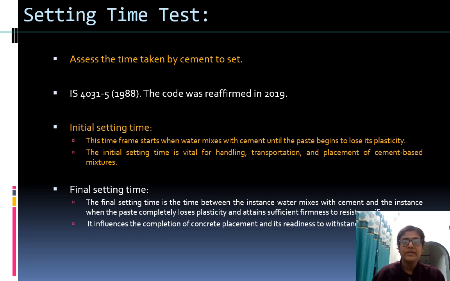Okay, now what do we understand by setting of cement? That is initial setting time and the final setting time. So before going to that definition, what is the code? That is IS 4031 part 5 1988. Okay, so this is the code which covers initial setting time.